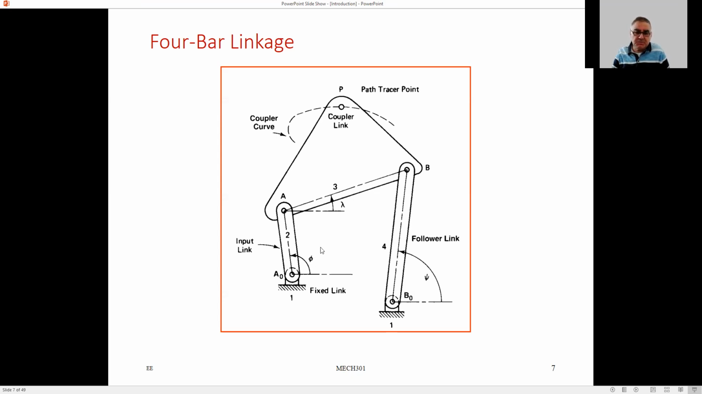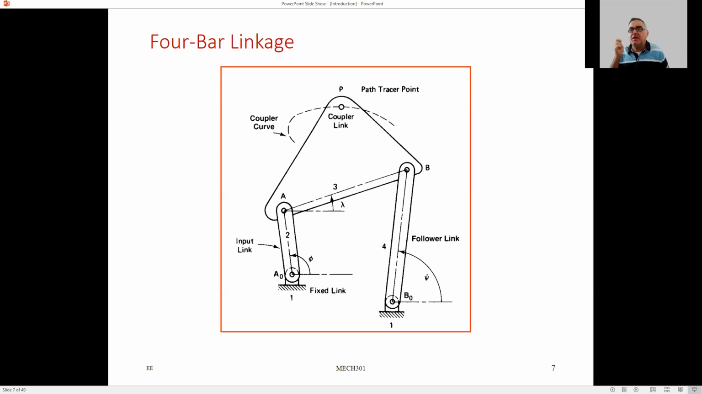So the input link makes a rotation, and the follower link makes a rotation, and in between there is the coupler link, which traces a certain path. Well, a certain point in that coupler traces a certain path, and by using the design, it can be something very interesting. That is, you can design the possible path by selecting the mechanism's dimensions. Okay? So the four-bar mechanism is very important.